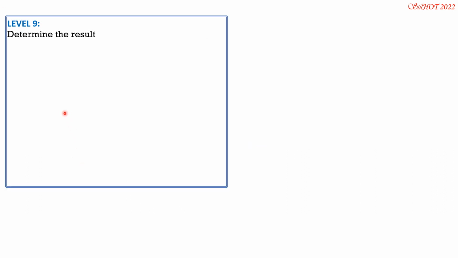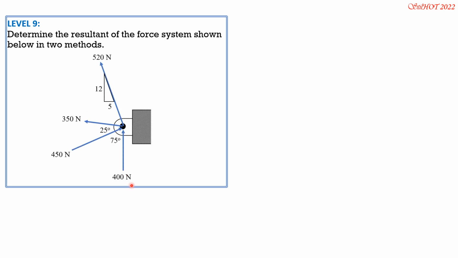So, level 9 problem: determine the resultant of the force system shown below in two methods. I put this in level 9 because there are 4 forces. It's lengthy but not necessarily difficult or challenging. So by component method, this is 13.